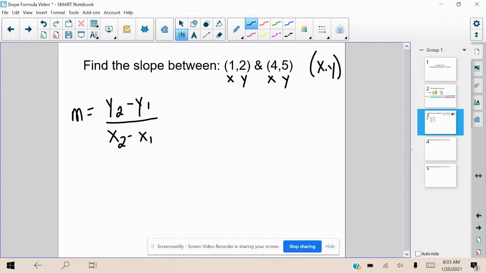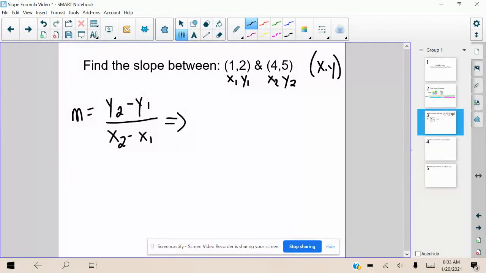So now we need to figure out what's the first point and what's the second point. Well, 1, 2, that's the point that appears first. So let's call that the first point. And 4, 5 is the point that appears second. So let's call that the second point. So we're going to go back in. That x is going to turn to x sub 1. The y turns to the y sub 1. The 4 is our x sub 2. 5 is our y sub 2. So now all we have to do is simply plug it back in. That's it.